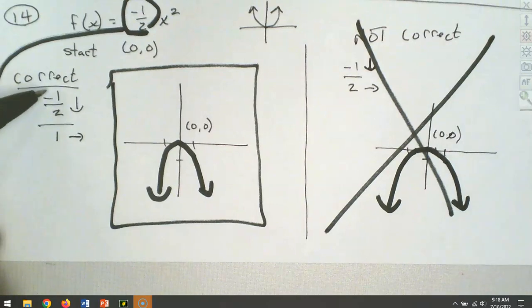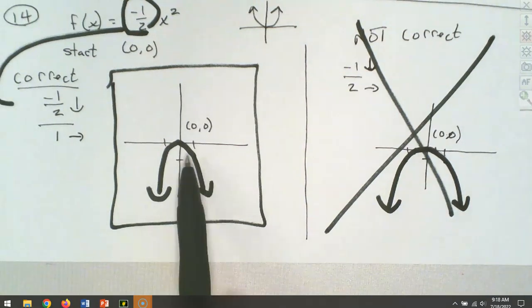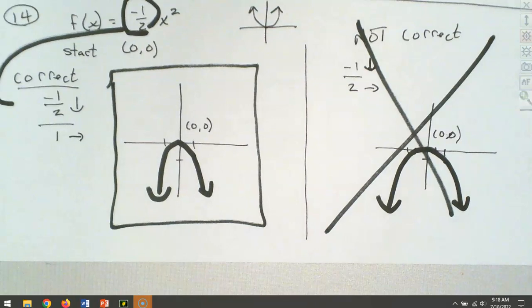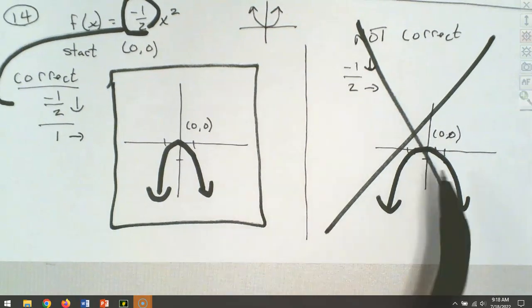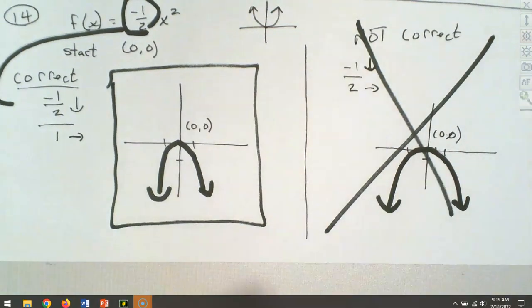So you have to go down about 1/2 and over about 1. That way it's not too wide. If you go down 1 and over 2, it becomes way too wide. Your graph doesn't look right. So you have to always make sure that if you have a fraction, you write it over 1. Otherwise, you'll end up with some graph that's way too expanded out.